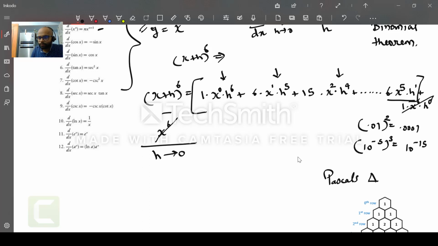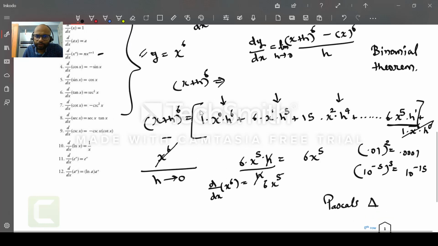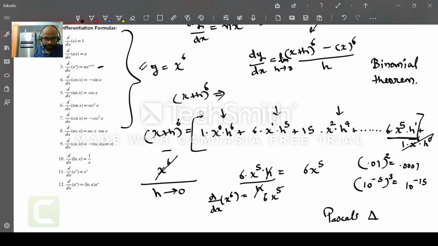And only this term will remain because here h has a power of only 1. So it will be 6 x to the power of 5 into h upon h. It becomes 6 x to the power of 5. So remember, d by dx of x to the power of 6 becomes 6 x to the power of 5. Simple. And this is how you can do it for any expression, like for trigonometric also.